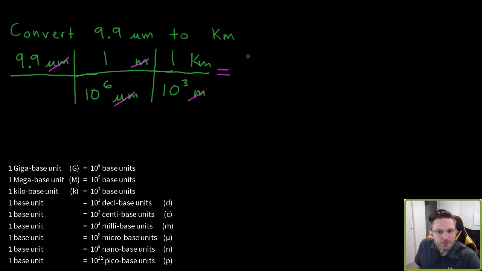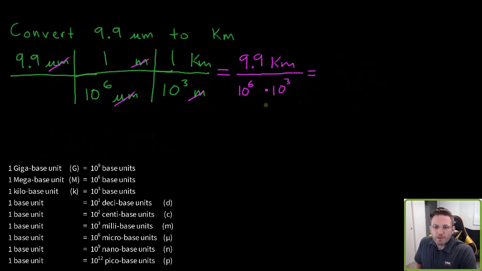Okay, now we can multiply through and we get 9.9 km at the top, and we have 10 to the 6th times 10 to the 3 on the bottom. When we have exponents like this, we usually want to combine them if we can. Since we have the same base, we can multiply them together by adding the exponents. So we have 9.9 km over 10. 6 plus 3 is 9, over 10 to the 9.